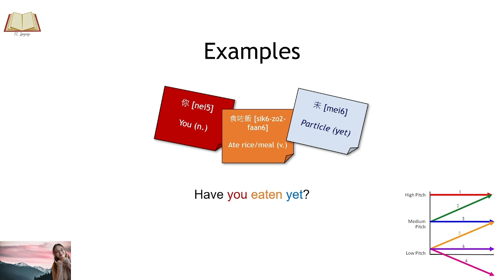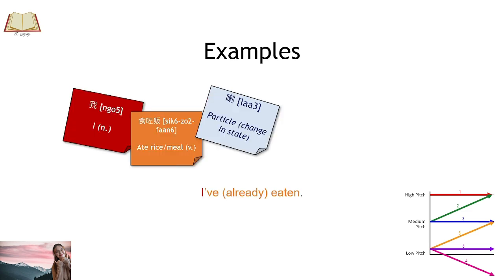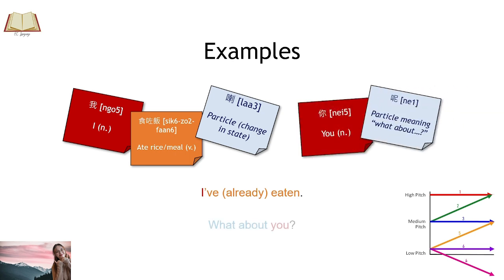Another example. 你食咗飯未? Have you eaten yet? 我食咗飯啦. I've already eaten. 你呢? What about you? 我食咗飯啦. 你呢? I've already eaten. What about you? I added la at the end here to indicate a change of state, to reflect that this person has already eaten, a change from the previous state of not having eaten yet. It also sounds more natural and milder.